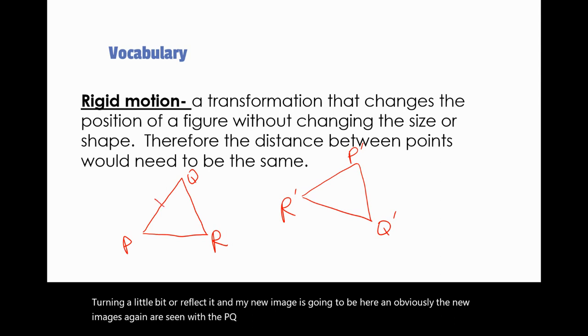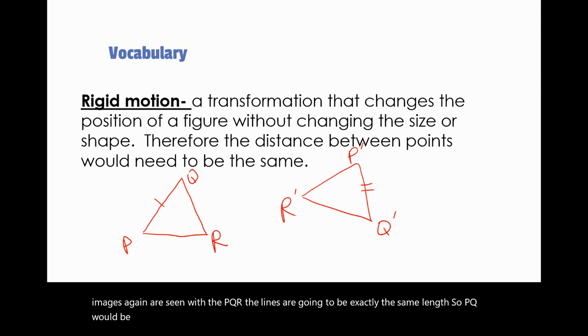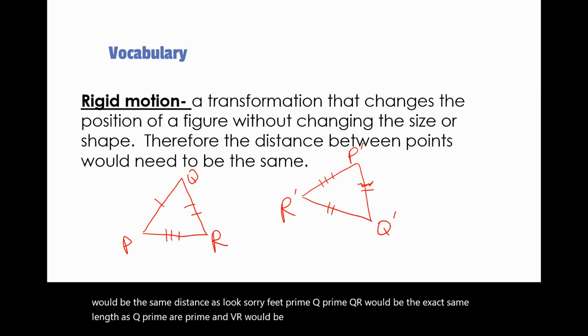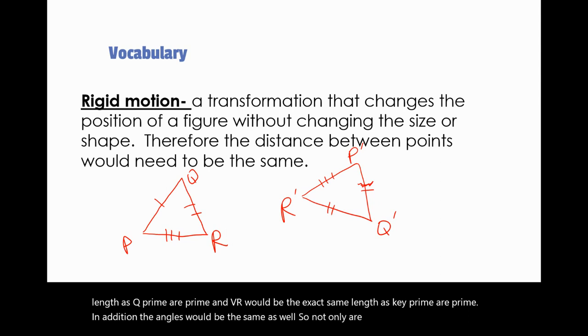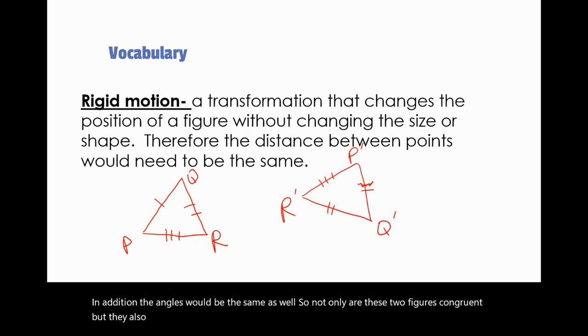The lines are going to be exactly the same length. So PQ would be the same distance as P prime Q prime. QR would be the exact same length as Q prime R prime. And PR would be the exact same length as P prime R prime. In addition, the angles would be the same as well. So not only are these two figures congruent, but they also undergo a rigid motion.